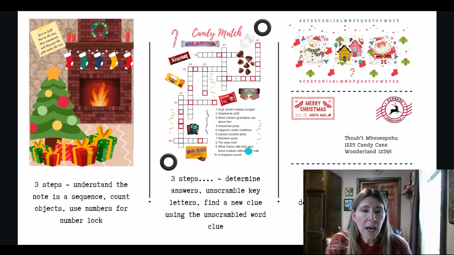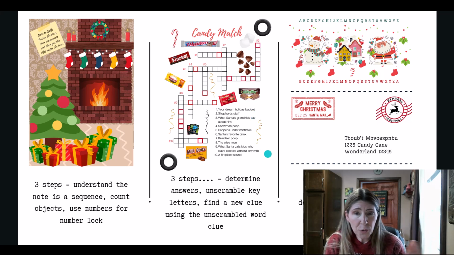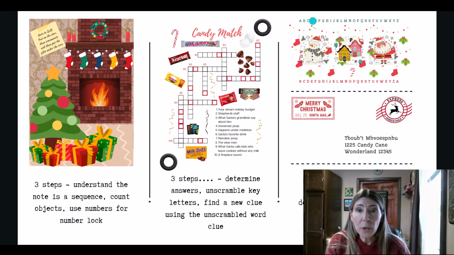This was a candy match. So they had to match up the candies into the crossword, and then they're only going to keep the letters that are outlined in red. And then they had to unscramble those, and that was a code. That unscrambled word was a code. This is a decoder where the alphabet is shifted. So a message would be written using this shifted alphabet that then has to be decoded into these letters.